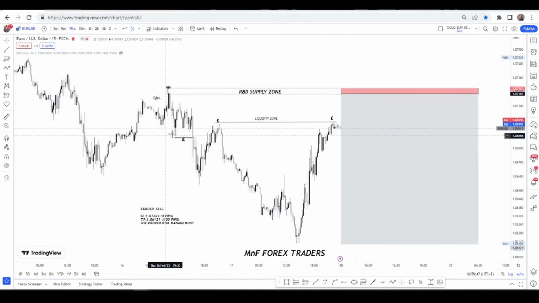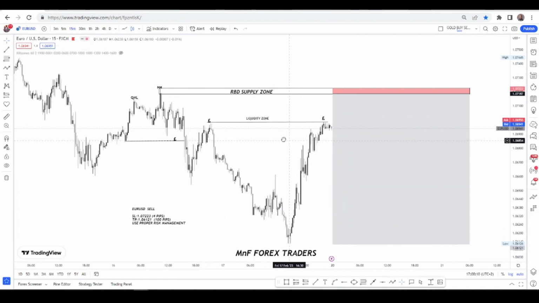The first area here is what we call the past. In the past, you have to have a QML, a low, higher high, and what? A break of structure. So this is what we have here. You have a high here, this high here, you have a low, you have the higher high and break of structure. That's in the past.